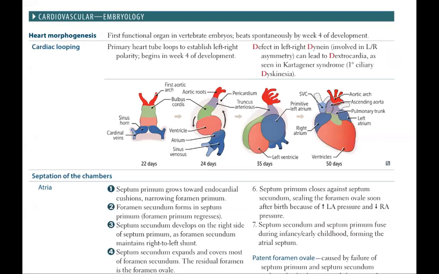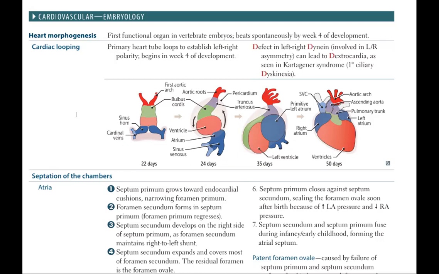Hello, today our topic of discussion is cardiovascular embryology from First Aid book. Now, beginning it, we have several topics from First Aid book, but we will be doing a bit more in detail to know how we reach up to these particular stages of cardiac looping and the septations of the chambers, atria and ventricle both.